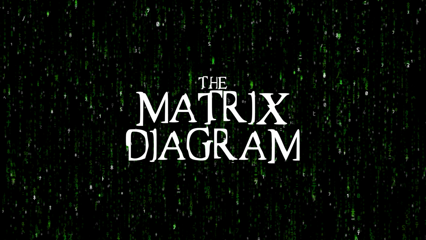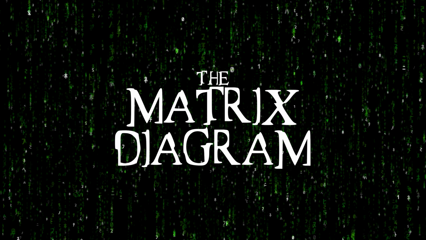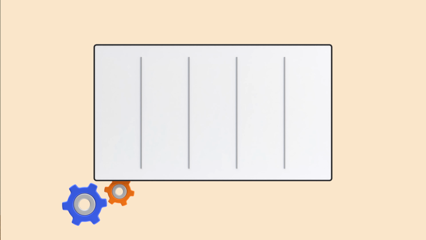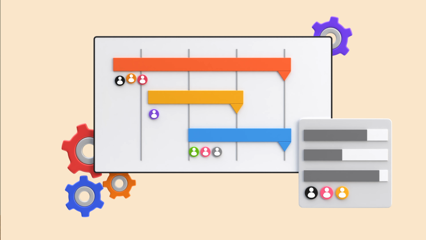Today I have something for you that is truly a secret weapon, and that is the matrix diagram. I'm going to be breaking down 5 specific matrix diagrams that will save your project from turning into a complete disaster. In project management, we're constantly looking for relationships.